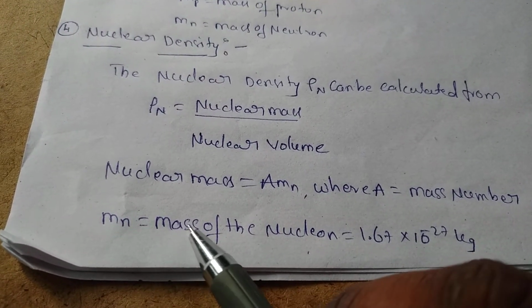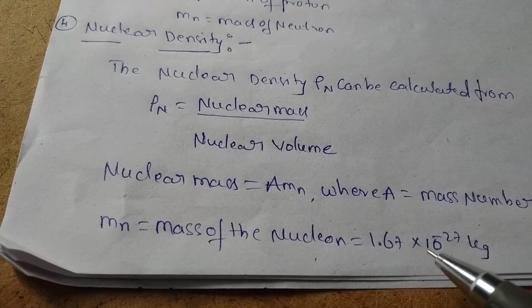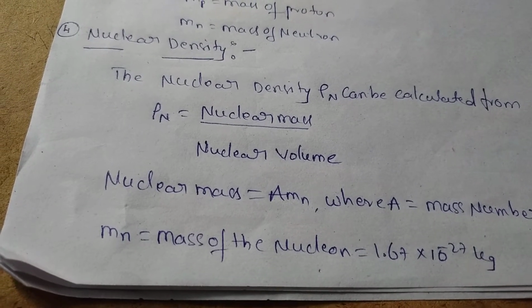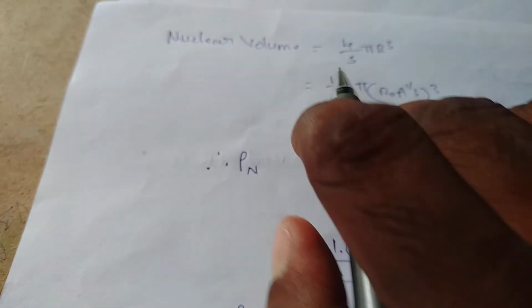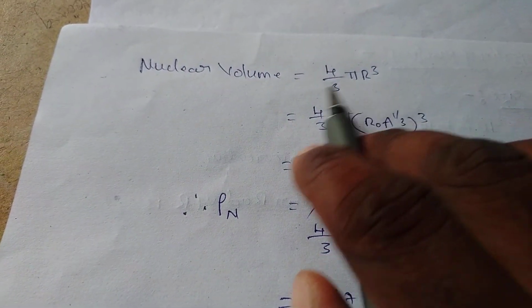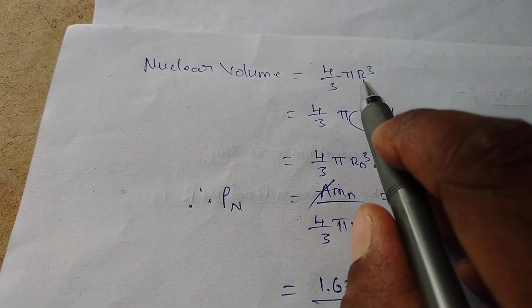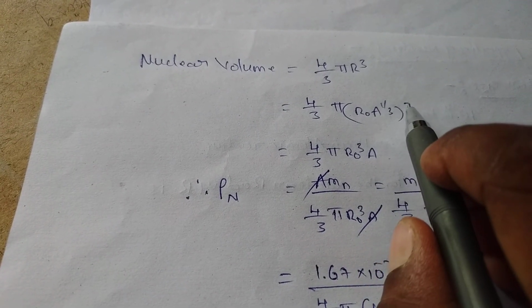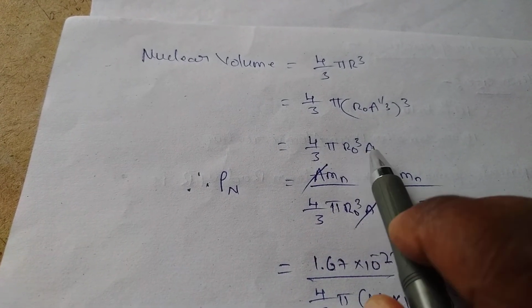Here m suffix n, the mass of the nucleon, equals 1.67 into 10 to the power of minus 27 kg. Next, nuclear volume. Nuclear volume equals 4 by 3 pi R cubed. We know that capital R equals R naught into A to the power of 1 by 3, so the volume is 4 by 3 pi into (R naught A to the power of 1 by 3) whole cubed, which equals 4 by 3 pi R naught cubed into capital A.